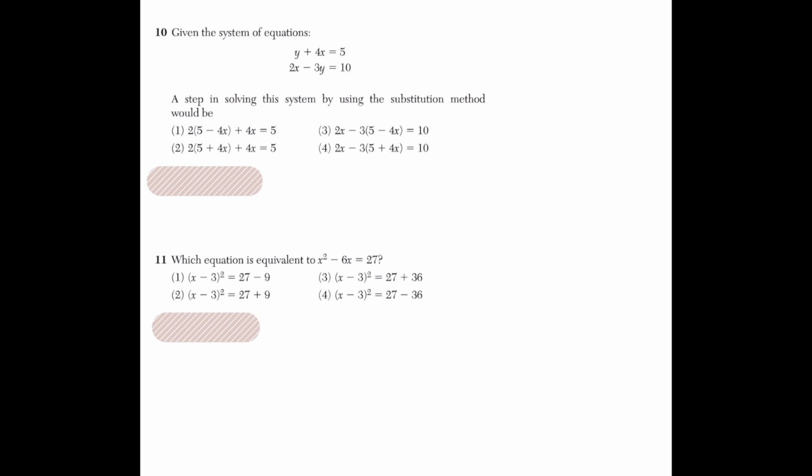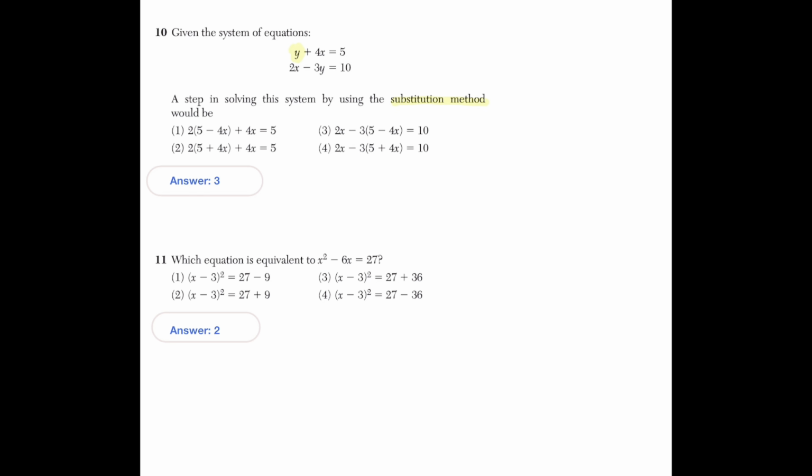Let's look at 10 and 11. The answers are 3 and 2. So for number 10, we have systems of equations, but they want us to use specifically the substitution method. And the key to this is we're looking for an access point. Like, where is a point where I can say y is equal to or x is equal to? So you're going to really look for one of the terms that has a coefficient of 1 or just no coefficient in front. And I can see that right here, that y doesn't have a coefficient.